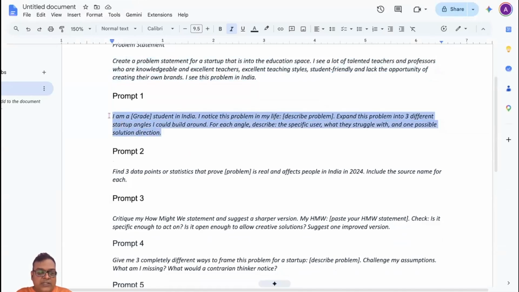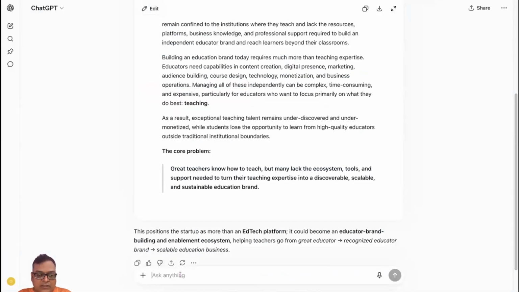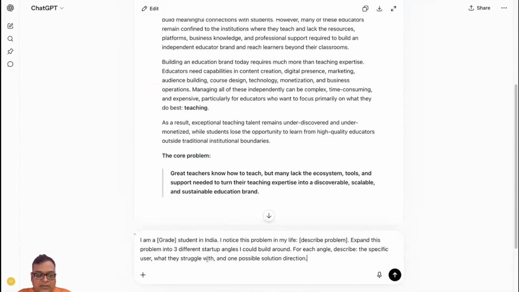So let's do one thing. We'll quickly go and paste prompt number 1, and let me paste it here. So I am, let's say, an 11th grade student in India, and I noticed this problem. Let's describe the problem. I notice in my life the above problem. Let me just change the above problem. Okay, so it will pick it, and I've removed the colon mark.